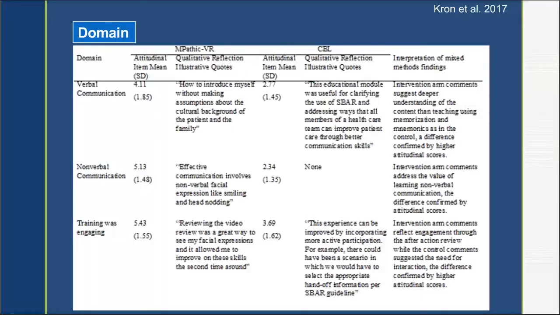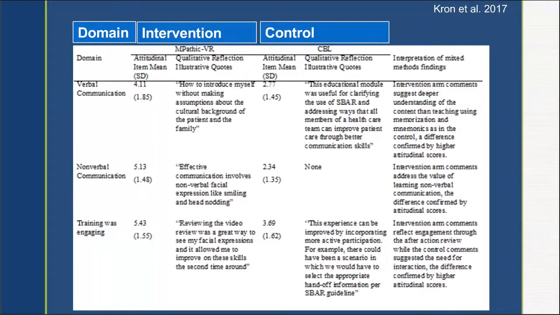This is organized by domains. In this case, they were qualitatively derived domains about verbal communication, nonverbal communication, and engagement with the training. We then have two big columns, one for the intervention group and, because it was a randomized controlled trial, one for the control group as well. And then finally, a column with the mixed methods inference, this interpretation of findings.